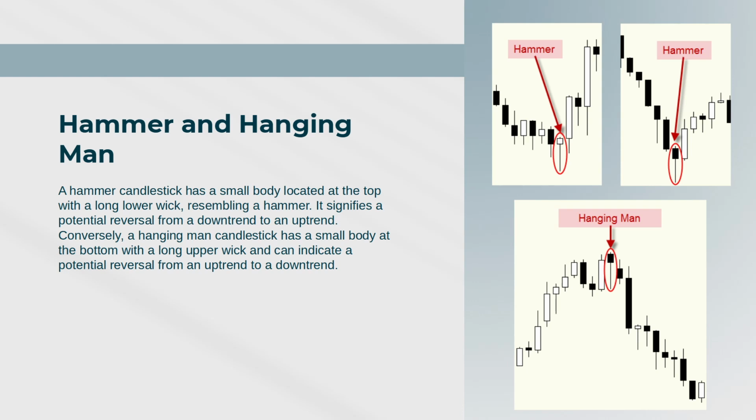Hammer and hanging man. A hammer candlestick has a small body located at the top, with a long lower wick, resembling a hammer. It signifies a potential reversal from a downtrend to an uptrend. Conversely, a hanging man candlestick has a small body at the bottom, with a long upper wick and can indicate a potential reversal from an uptrend to a downtrend.